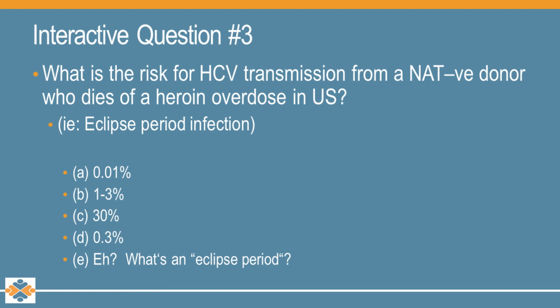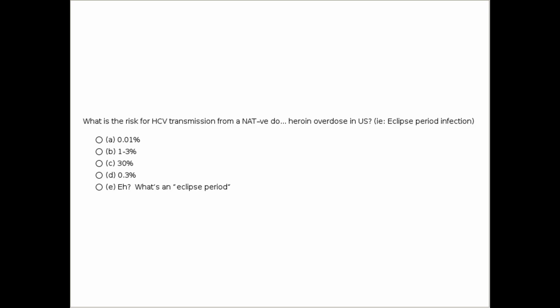One final question here. We're going to get into some hepatitis and increased risk stuff. So what is the hep C transmission risk from a NAT-negative donor who died with a heroin overdose today in the United States, or an eclipse period infection? And I'm going to give you some statistics, and hopefully by the end of this can knock off anyone who would say, what is an eclipse period? So let's see if you can give us some answers.